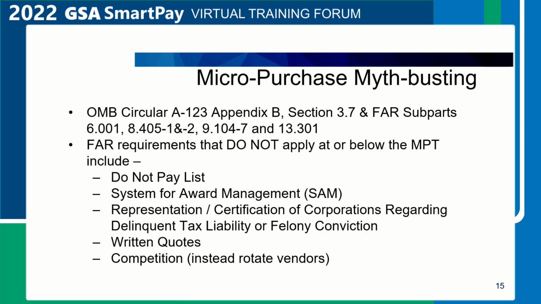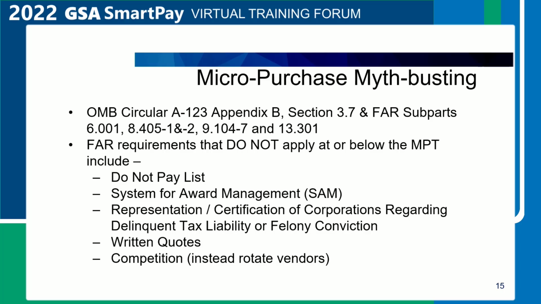Corporations regarding delinquent tax liability or felony conviction. The FAR has a provision that requires offerors to certify that they are a corporation that does not have a delinquent tax liability or felony conviction. Since micropurchases do not use any formal solicitation procedure for procurement on the open market, it is not applicable to micropurchases.